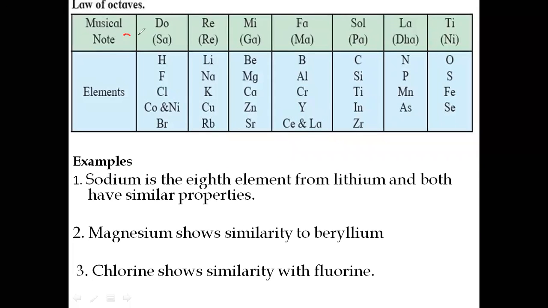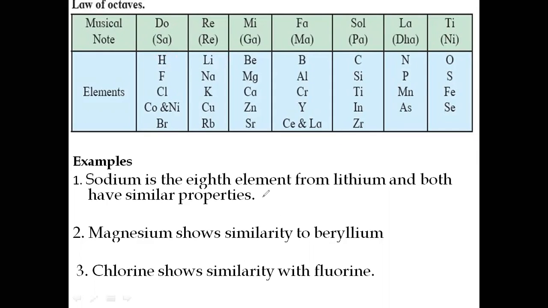Here you can see the musical notes. Again, there are different notes like sa, re, ga, ma, and in those notes he arranged the elements. He started with the lightest element, hydrogen, and ended with thorium. So it's in increasing order. Hydrogen has atomic mass 1, then lithium has 6.9. In this way, he arranged the elements in increasing order of atomic mass numbers.